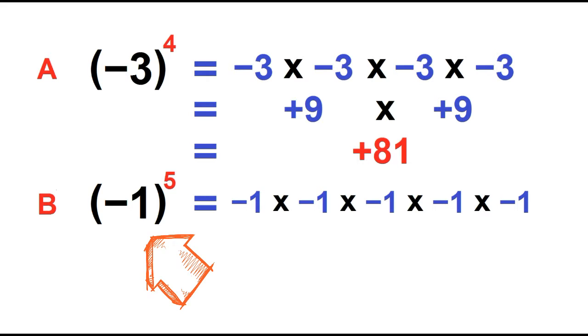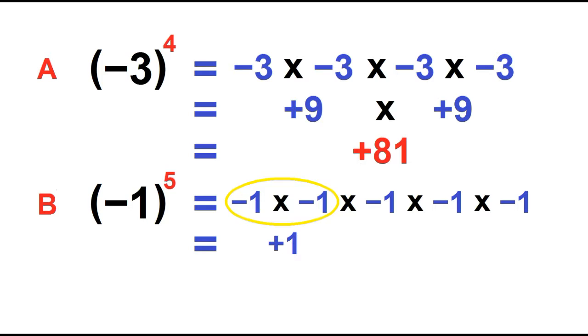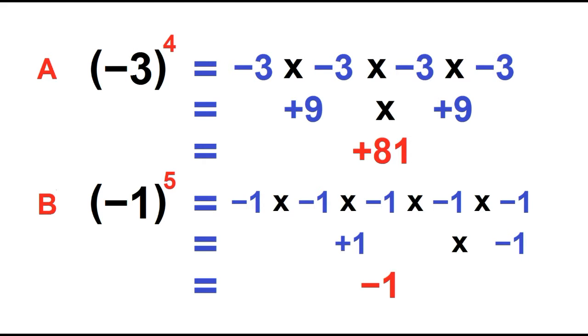But in the second example, we have 5 negative 1's multiplied together. These two negative 1's will make a positive 1, and these two will also multiply to be positive 1. But then we have positive 1 times negative 1. The two positives make a positive, but then when you multiply the last negative, you get negative 1. Are you starting to see a pattern?